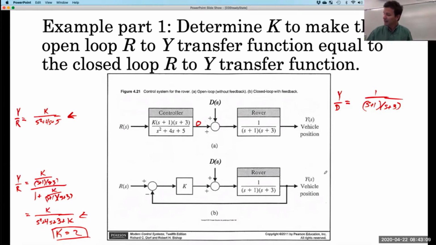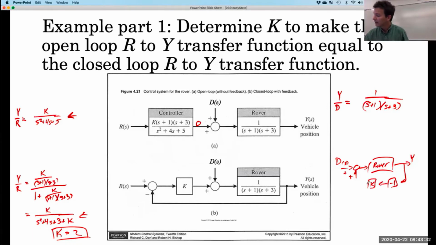Let's do the same analysis down here. Let me redraw the system to make it a little bit nicer. So disturbance comes into a plus-plus junction, and then we've got the rover, and then we've got Y. Y comes down and gets fed into a -1 from this summing junction with R, and then a K, and then into that summing junction.